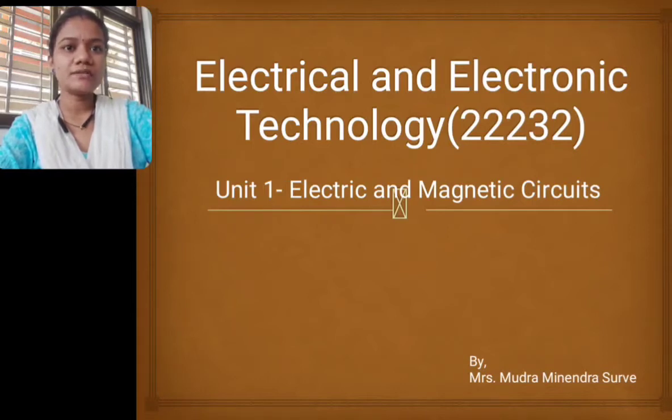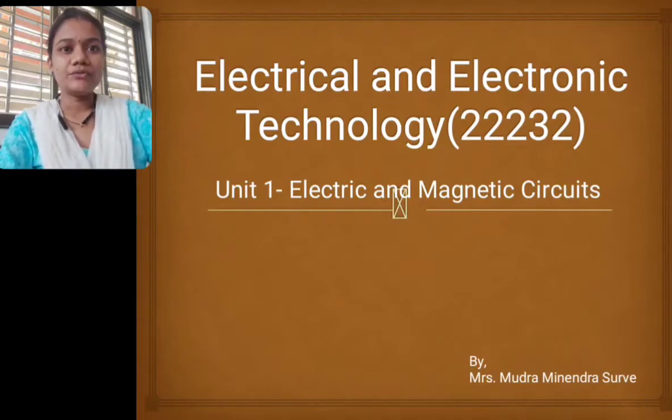This subject is in the syllabus of first year chemical engineering diploma. So our unit is electric and magnetic circuit. As we know, in an electric circuit the electric current will flow in a closed path, whereas in a magnetic circuit the magnetic flux will flow in a closed path. So this is nothing but your electric and magnetic circuit.